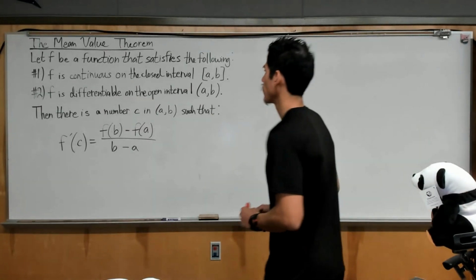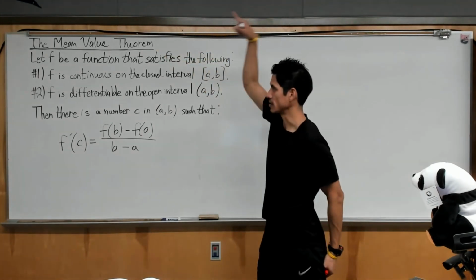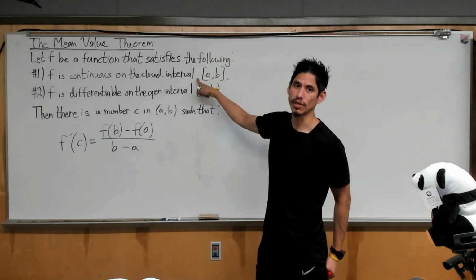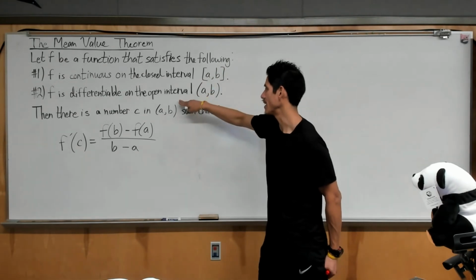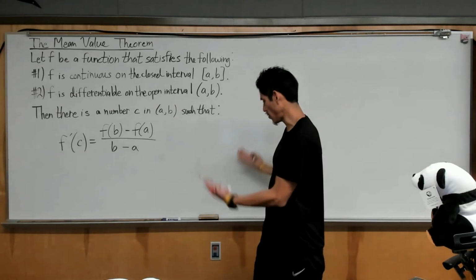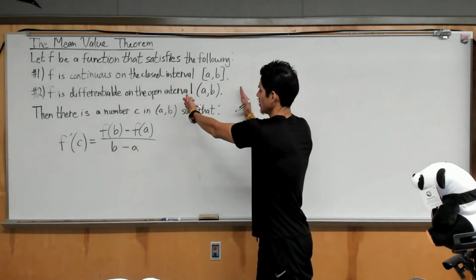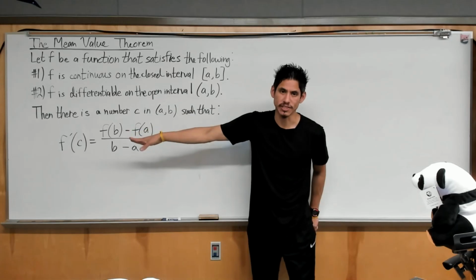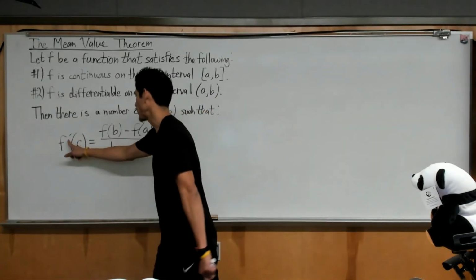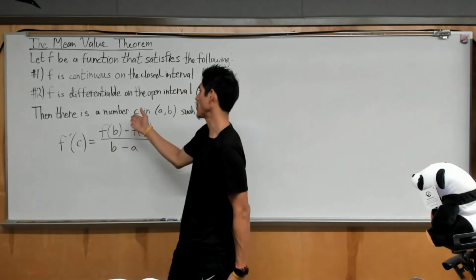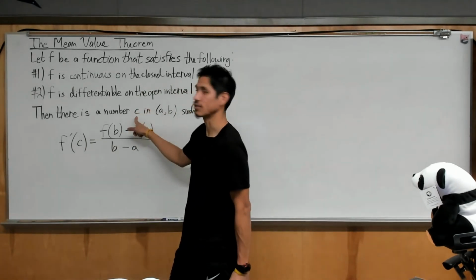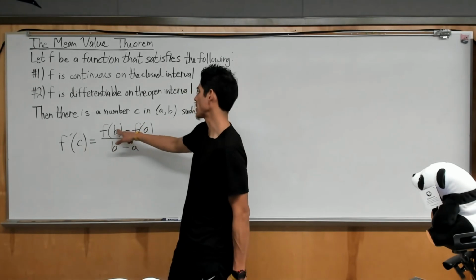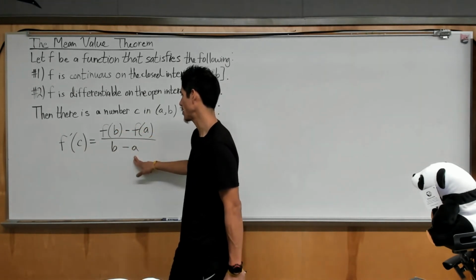Yeah. So it says that as long as f is a function that satisfies these two conditions, the first one being that it's continuous on a closed interval from a to b, and that it's differentiable on the open interval, between a and b, then you can use this equation. It says that there's a value between a and b, some number between the endpoints, we're going to call this number c, such that the derivative at c is going to be equal to f of b minus f of a over b minus a.